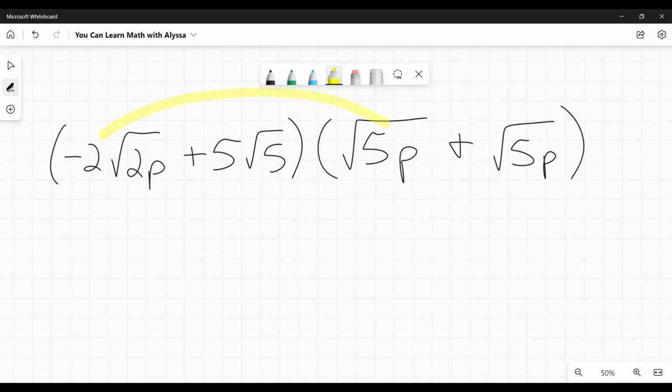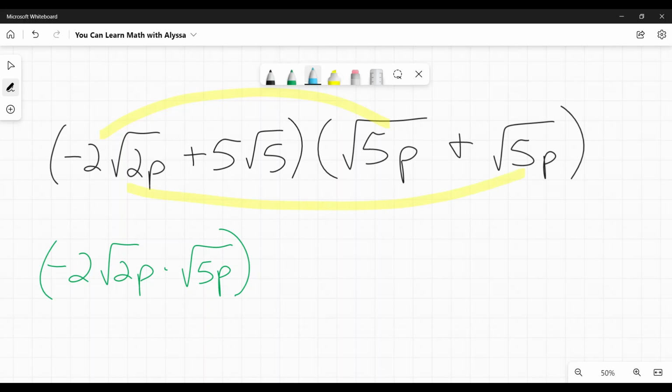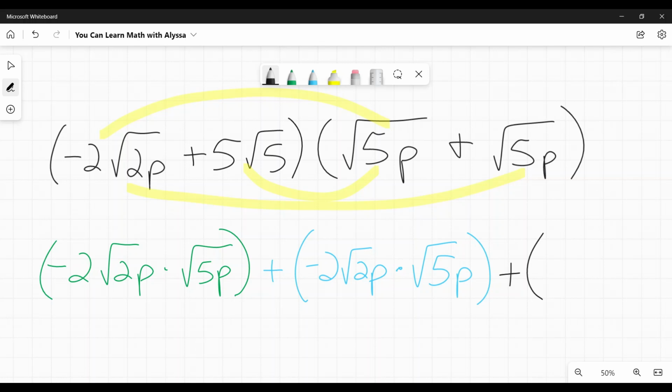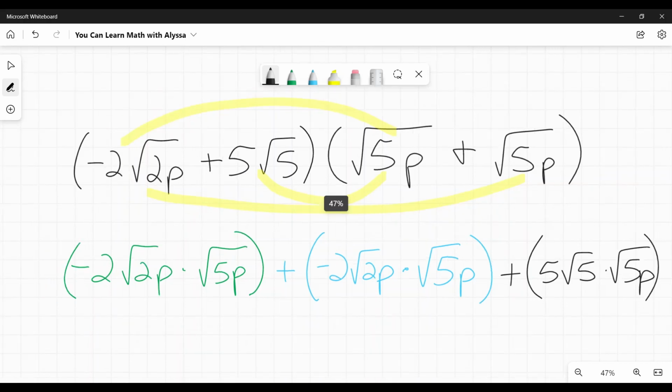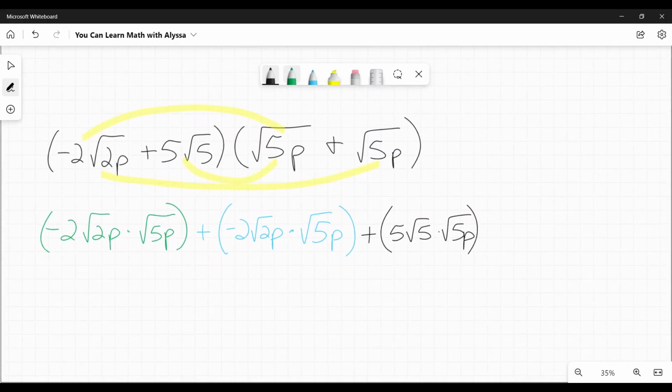So we're going to multiply our first terms. So that's negative 2 times the square root of 2p times the square root of 5p. And I'm going to put this in parentheses so we're very clear that we're keeping this separate and we're just multiplying those together first. Then our outside terms. So that's going to be negative 2 square root of 2p times square root of 5p. Then our inside terms. And that's going to be 5 square root of 5 times square root of 5p. And I'm running out of room. Who could have seen that coming? She says, ironically. All right.